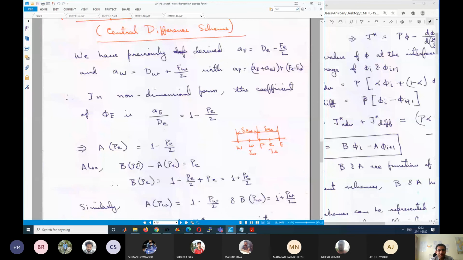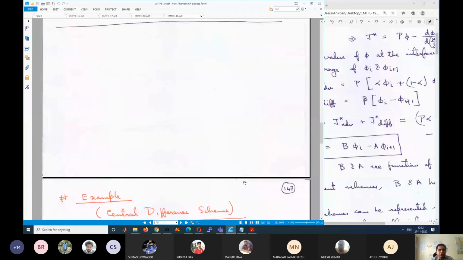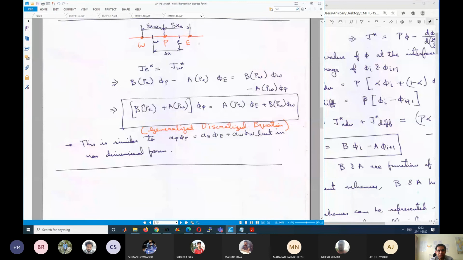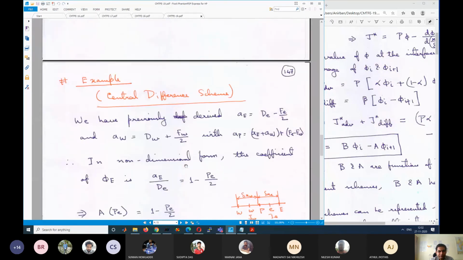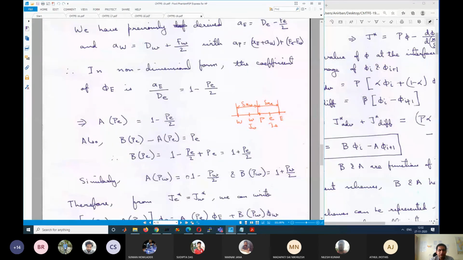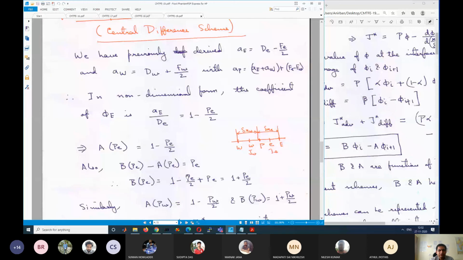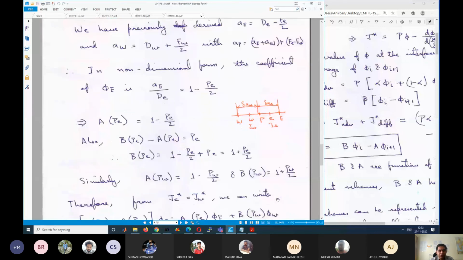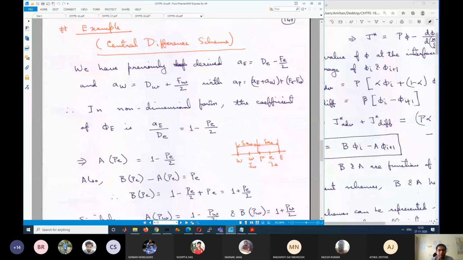Now B of P should be A of P plus P. So B of P should be 1 plus P by 2. So this term should be equal to 1 plus P by 2. Now similarly, A of P_W I can write, because A has the same expression, as 1 minus P_W by 2, and B of P_W is equal to 1 plus P_W by 2, based on the same relations.